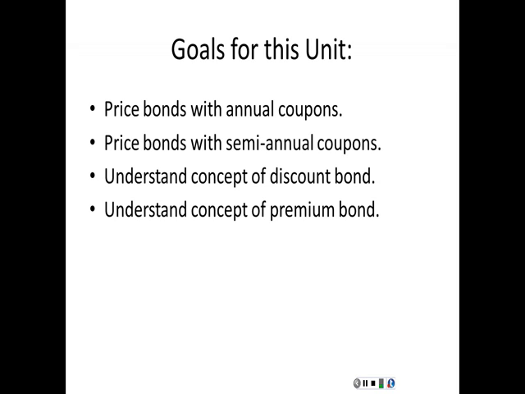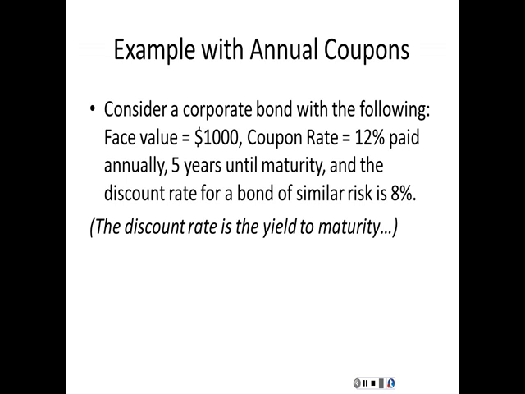So our goals for this unit: we want to price a bond with annual coupons, we want to price a bond with a semi-annual coupon, and then understand the concept of bonds trading at a premium or a discount, which sort of goes along with the pricing idea. Here we have an example for an annual coupon bond, so hit pause and read the example.